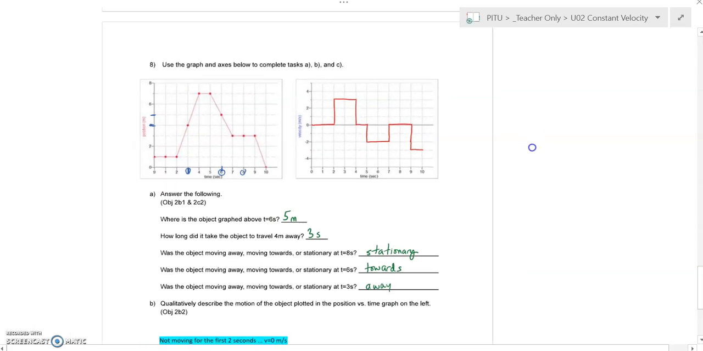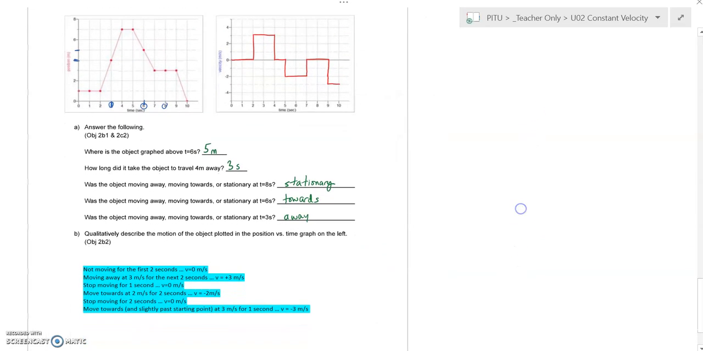A qualitative description might look something like this. Not moving for the first 2 seconds, moving away for the next 2, stopping for 1 second, moving towards for 2 seconds, stopping for 2 seconds, and moving towards for 1 second. You can get detailed there if you want to. And then finally, drawing the v-t graph from there. All of the calculations are here.